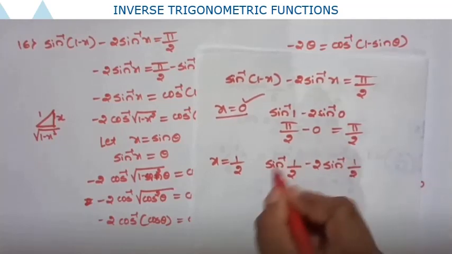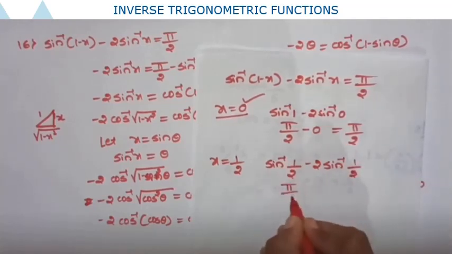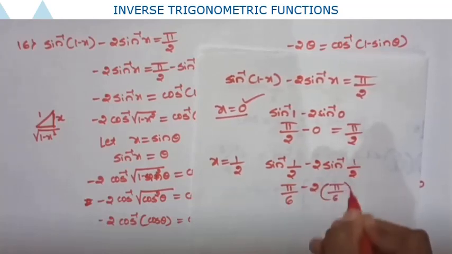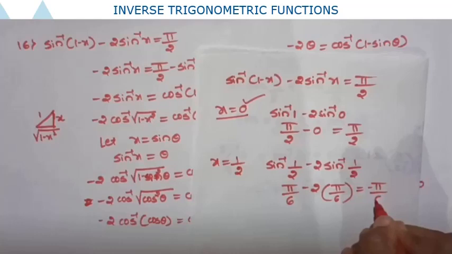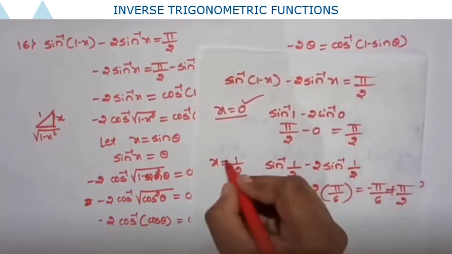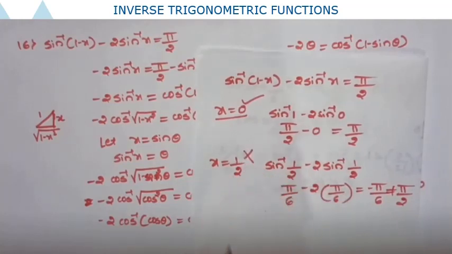So what is the principal value of sine inverse 1 by 2? That is pi by 6. Minus 2 into this also pi by 6. So that we are getting minus pi by 6, which is not equal to pi by 2. Therefore x equals 1 by 2 is not the solution of the given expression.